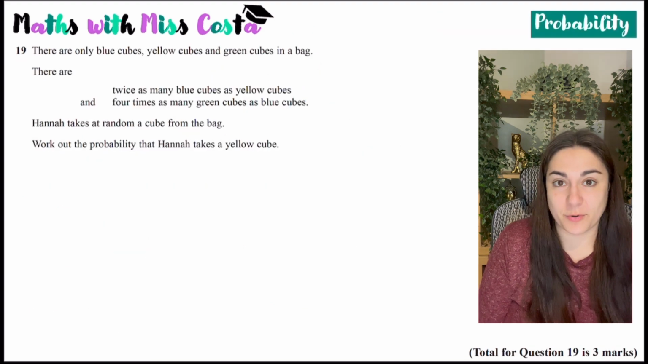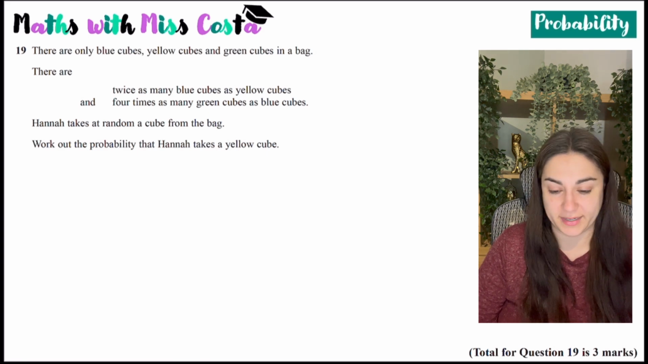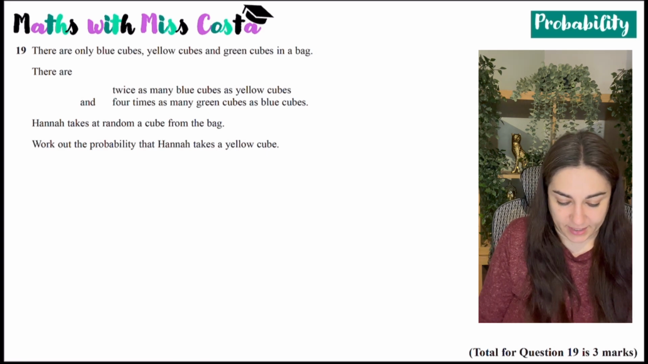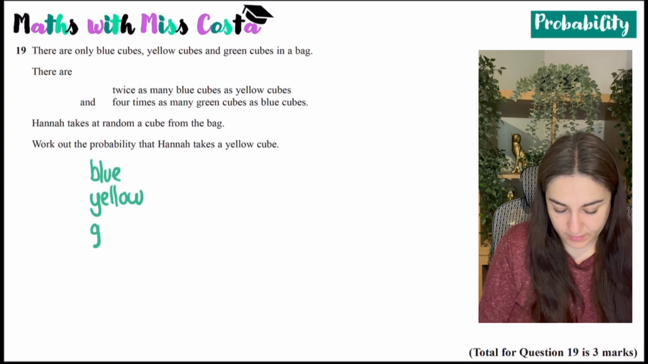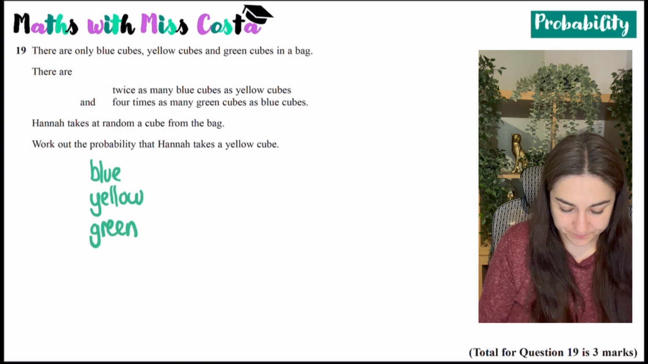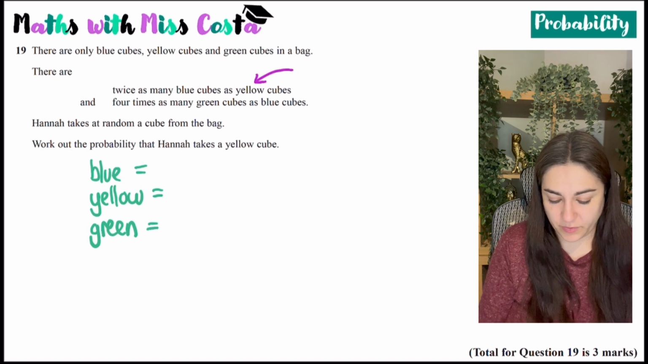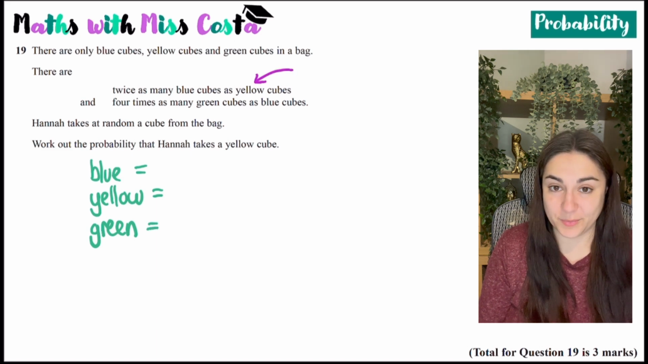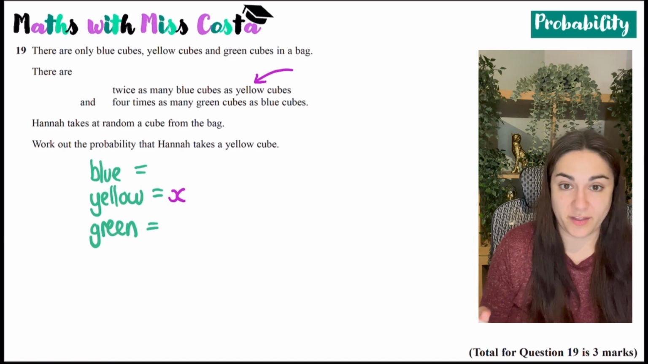Okay, next we have a probability question. So there are only blue cubes, yellow cubes, and green cubes in a bag. So we've got blue, yellow, and green. And I know there are twice as many blue cubes as there are yellow cubes. So because I'm doing everything in reference to the yellow cubes, I could call my yellow cubes X, an unknown value. I don't know what their amounts are.